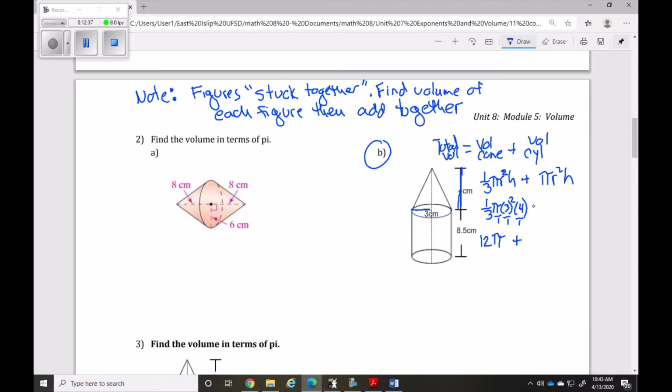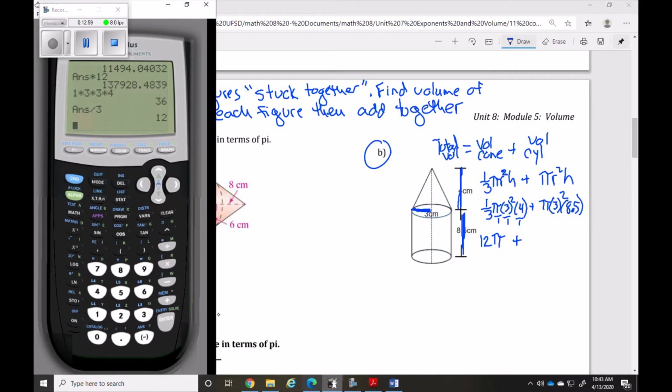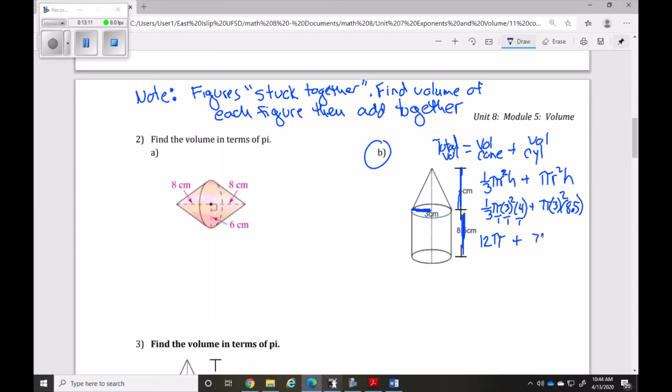For the cylinder, if I substitute in my numbers correctly, the radius of the cylinder happens to be the same thing as the radius of the cone. The height of the cylinder is different. The height is this 8.5. And there aren't any fractions to worry about here. I want to do 3 times 3 times 8.5. So my answer is 76.5 pi.